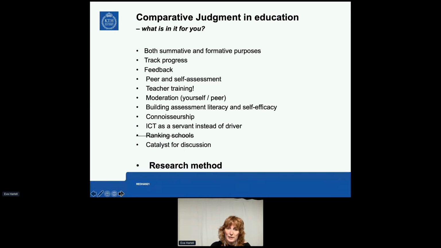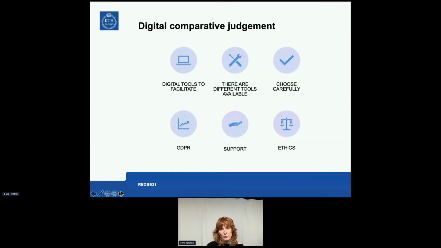And my primary emphasis on comparative judgment is that it's a catalyst for discussion, and I use it as a research method. Before you get overwhelmed, if you want to have a trial and try different digital tools, I think you should really choose very carefully, and especially make sure that the software provider follows GDPR and also provides support. And also in terms of ethics.